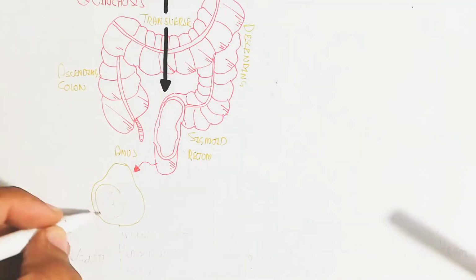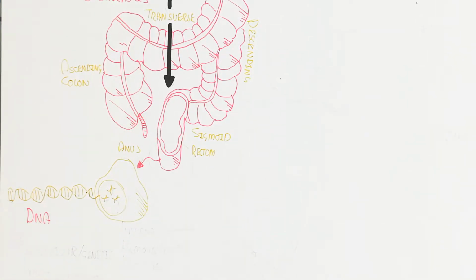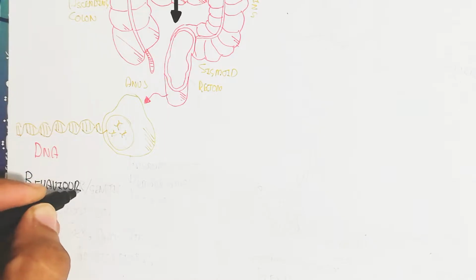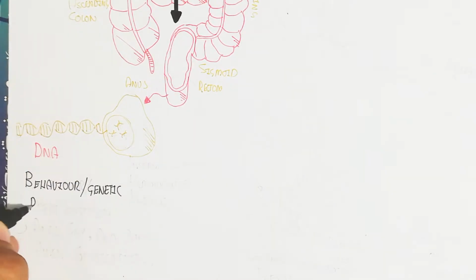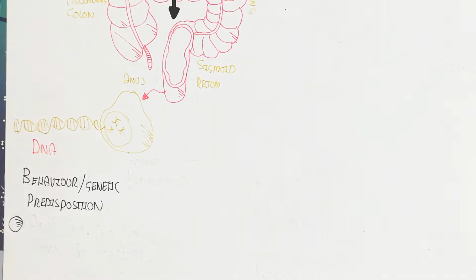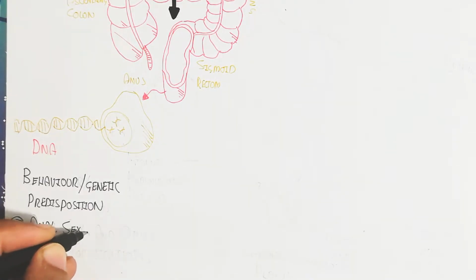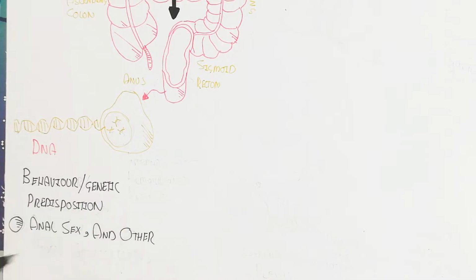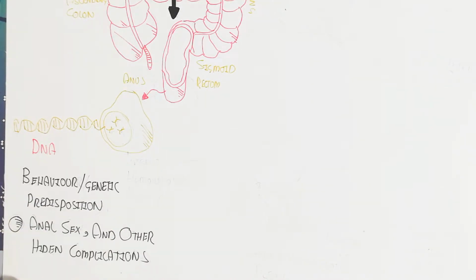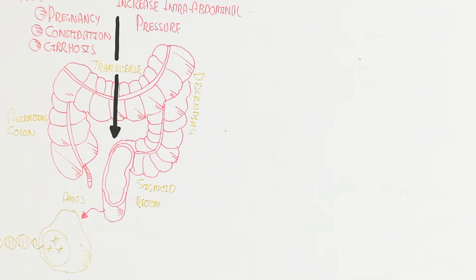In this way, the sensitive lining will be disrupted. Here is a cell near the rectum and anus, which contains DNA and the behavioral and genetic predisposition, as well as anal sex and other hidden complications which are involved in causing piles or hemorrhoids.